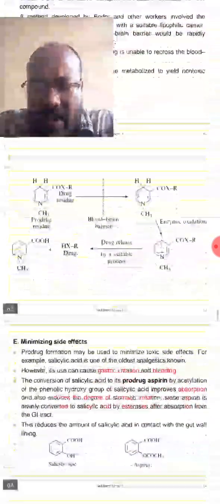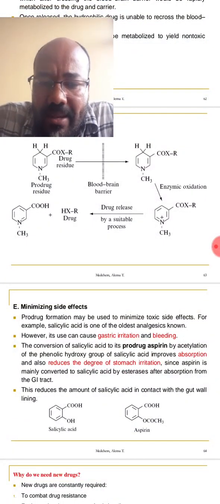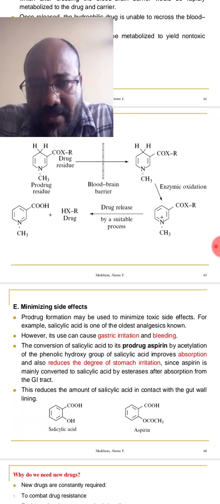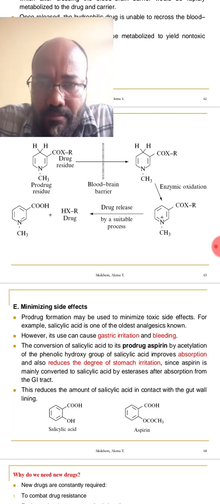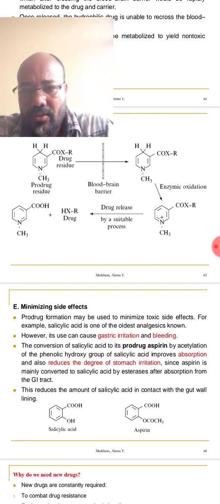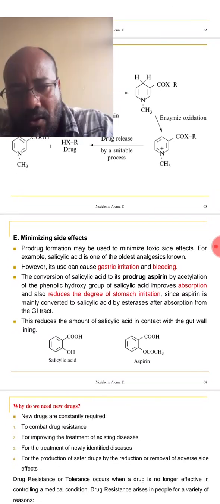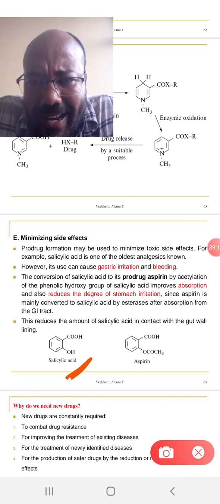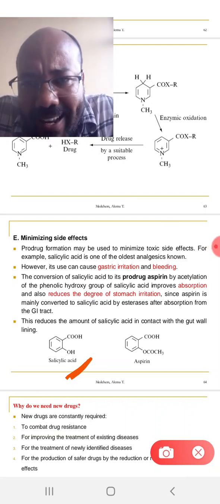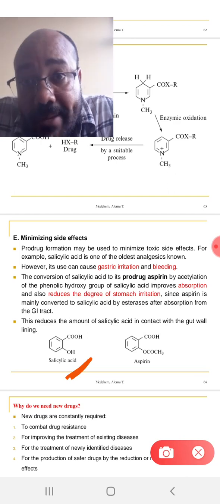Another and the last very important thing in prodrug design is to minimize the side effects or to decrease toxicities of drugs. We can use prodrugs to minimize side effects. Look here, this is the structure of salicylic acid. This is the oldest analgesic drug. When it is administered, it will produce gastric irritation in patients and bleeding.